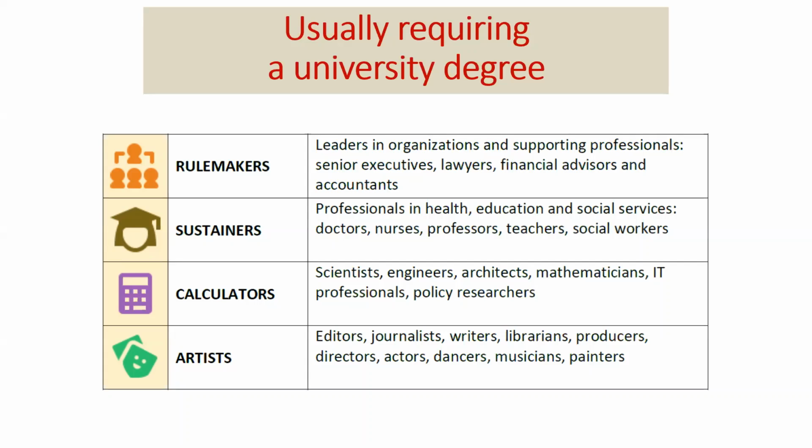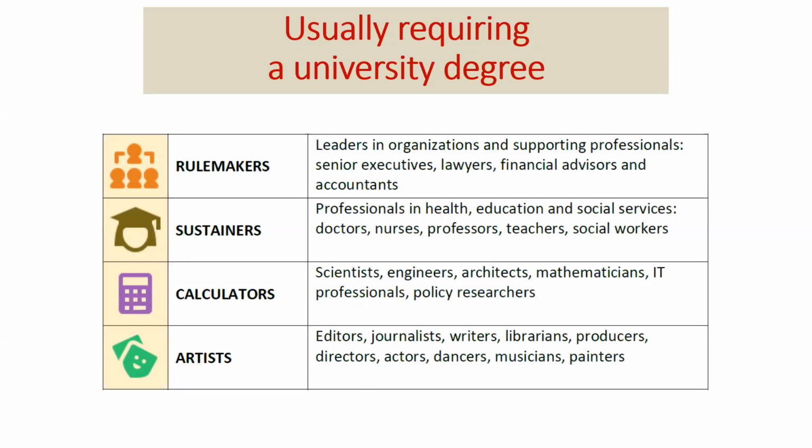Second category were sustainers. So these are also professionals, but they're in health, education, and social services. So this is where we have physicians, dentists, nurses, professors and teachers in high school and in elementary, social workers. So we're talking about masters or bachelors in social work. Third category are calculators. So these are essentially the STEM occupations, the science, technology, engineering, and mathematics occupations, and includes, of course, IT professionals. And we also put in policy researchers, so policy researchers working as policy advisors across the whole range of categories.